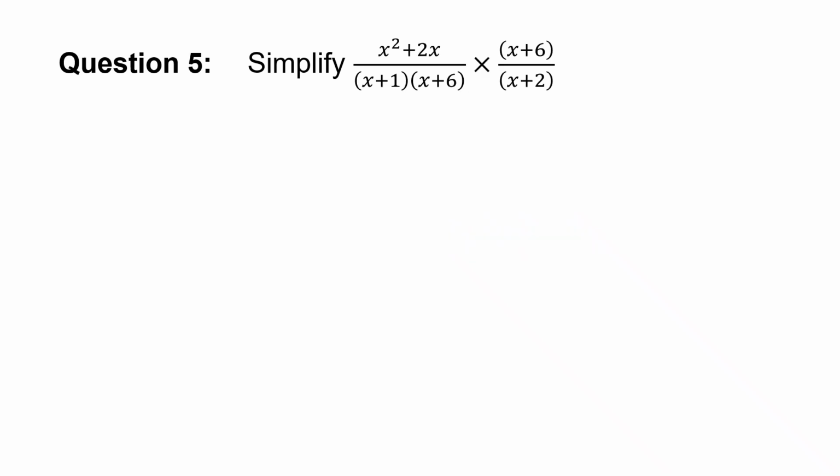Question 5. Simplify (x squared plus 2x) over (x plus 1)(x plus 6) multiplied by (x plus 6) over (x plus 2). Come back here when you want to hear the answer.